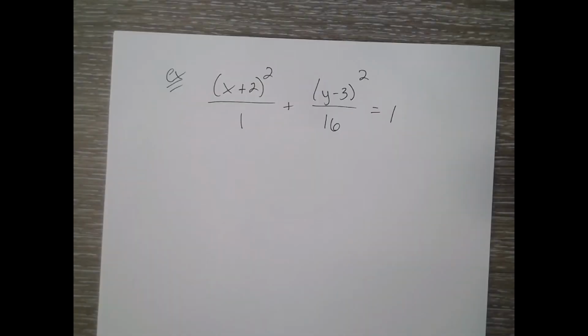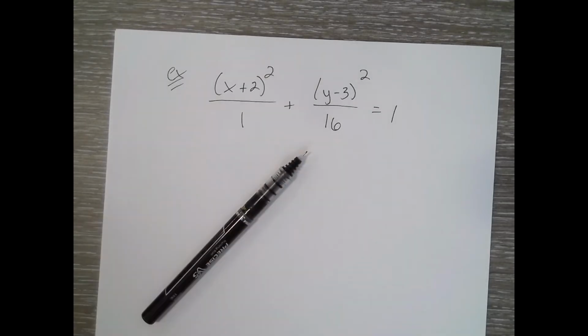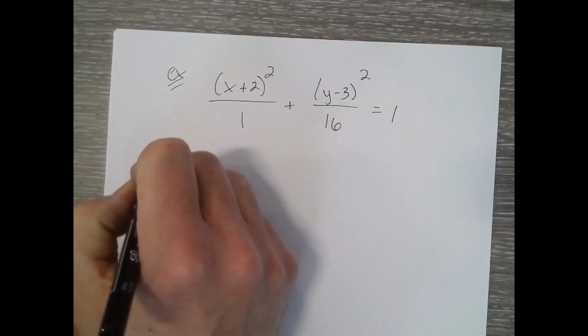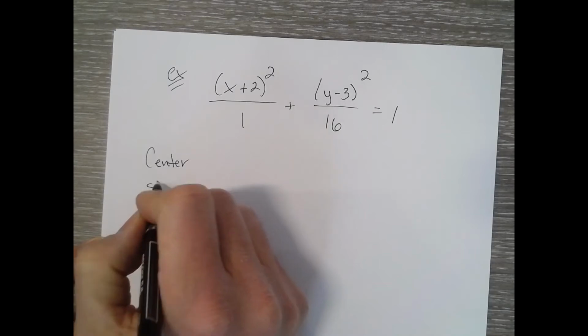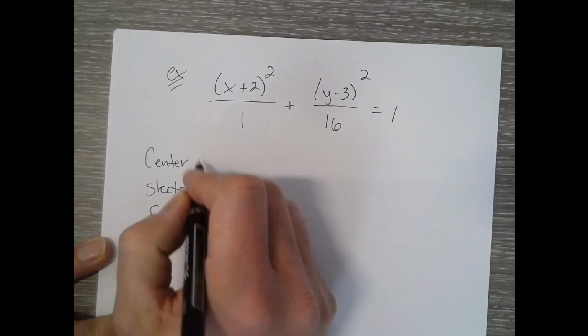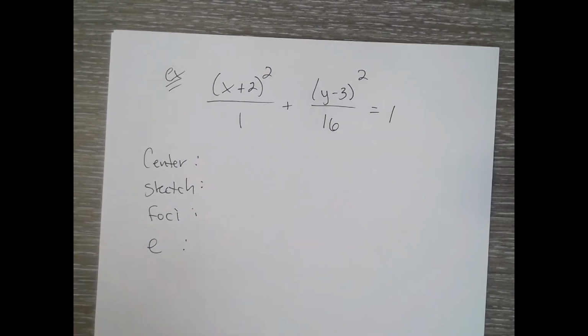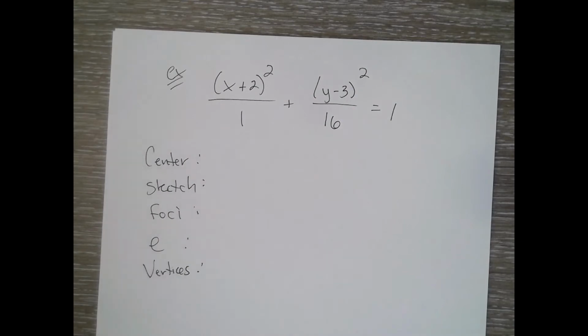Get as far as you can with this. I'm not going to give you that much time, just because I would not expect you to get that far with it, but I want you to give it a shot. See if you can come up with the center. We're going to have to do a sketch. Eventually we have to find the foci, the eccentricity, the vertices. Those are all things we'll be able to find. Go ahead. I'll give you a minute or two.